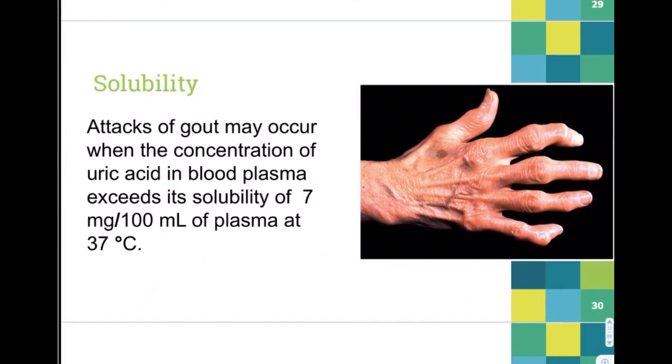When you're talking about things dissolving, you have to talk about solubility. Some things dissolve at different temperatures and some things dissolve at different pressures. It depends on the substance you're talking about. And so uric acid in the blood can dissolve more than it's supposed to. It's supposed to be a solubility of 7 milligrams per 100 milliliters of plasma. And if you have more uric acid than that, then you exceed the solubility, which means the uric acid doesn't flow in the blood, and that can cause gout.